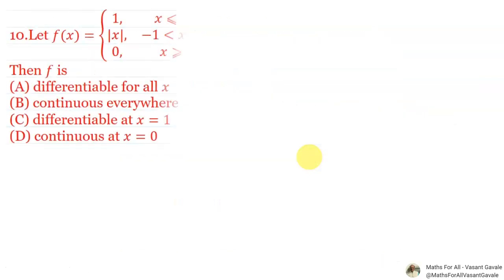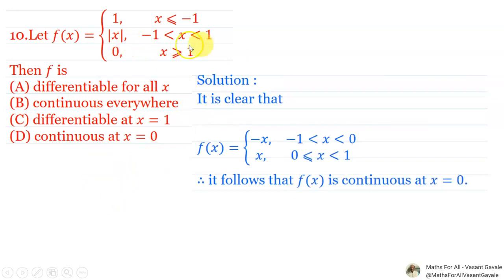Next example. Let f of x is equals to 1, where x is less than or equal to minus 1, is equals to mod of x, where x lies between minus 1 and plus 1, and equals to 0, where x is greater than or equal to 1. Then f is okay. Now this function can be written as f of x is equals to minus x, where x lies between minus 1 and 0. f of x is equals to x, where x lies between 0 and 1.